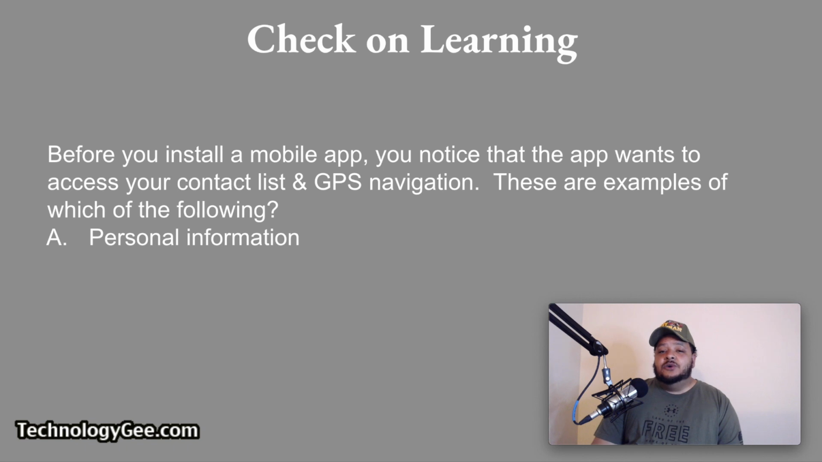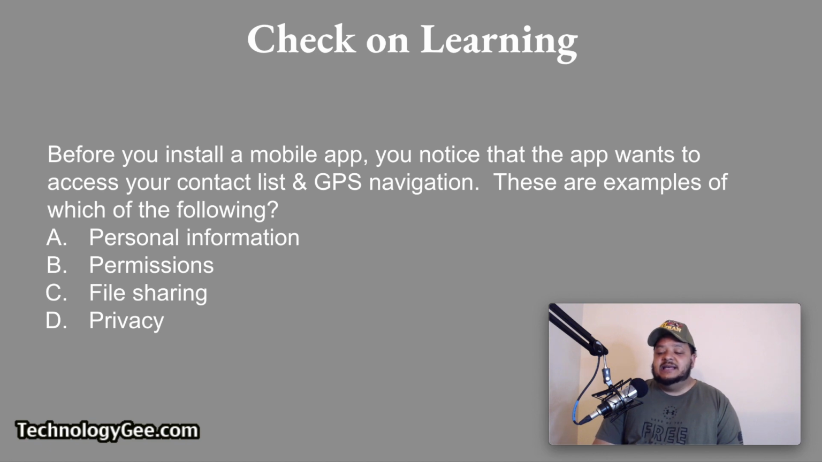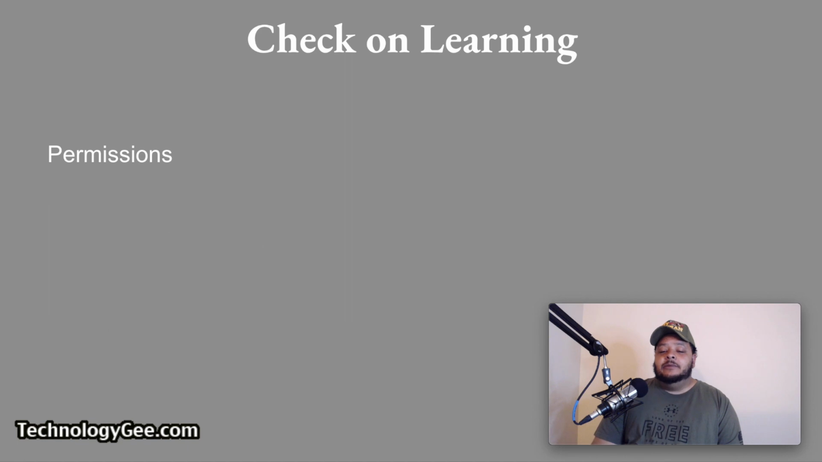Would this be personal information? Would this be permissions? Would this be file sharing? Or would this be privacy? So this app wants to access your contact list and your GPS navigation. This would be an example of permissions. Permissions, ladies and gentlemen. It's either going to ask for permission or it's just going to do it. And you preferably want one that asks you for permission first.